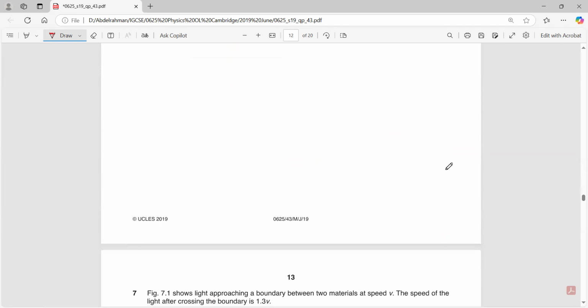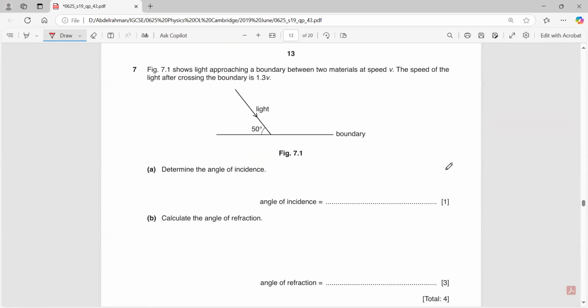Moving on to question 7. 7.1 shows light approaching a boundary between the two materials at a speed of v. After crossing the boundary, the speed is 1.3 v. Think about it very carefully. Initially, light was traveling at a speed of v. After crossing the boundary, the speed was 1.3 v.